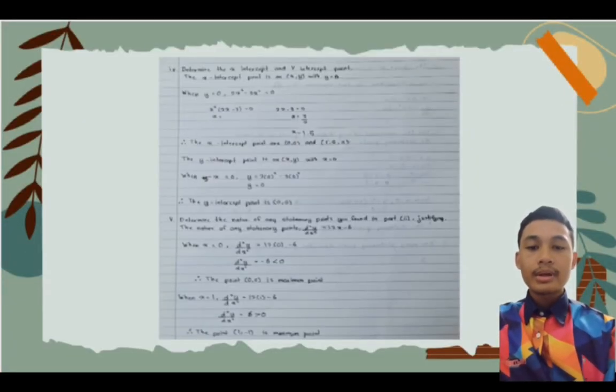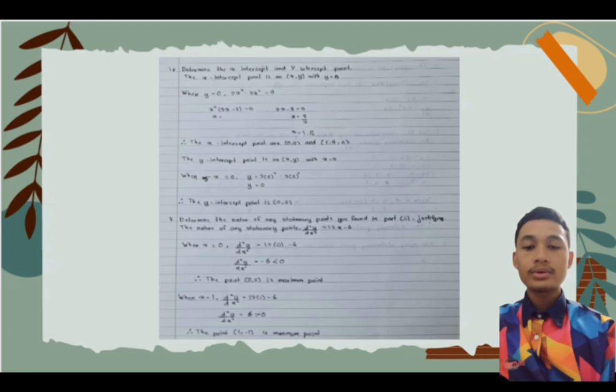Determine the x-intercept and y-intercept points. The x-intercept point is on the x-axis with y equals 0. When y equals 0, 2x cubed minus 3x squared equals 0. x squared in bracket 2x minus 3 equals 0. x equals 0, 2x minus 3 equals 0. x equals 3 over 2, x equals 1.5. The x-intercept points are (0, 0) and (1.5, 0).